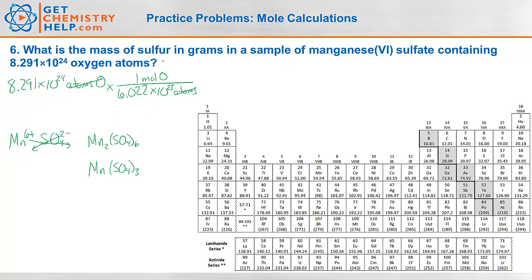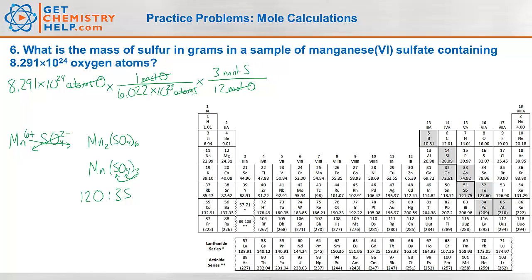Okay, well, I want to relate oxygen to sulfur. So how many oxygens are in manganese(VI) sulfate? Well, 3 times 4. So there's 12 oxygens. How many sulfurs? Oh, 3 times 1, 3 sulfurs. So I want to get rid of oxygen, so I put oxygen on the bottom. So 12 moles of oxygen for every 3 moles of sulfur. So moles of oxygen cancels.